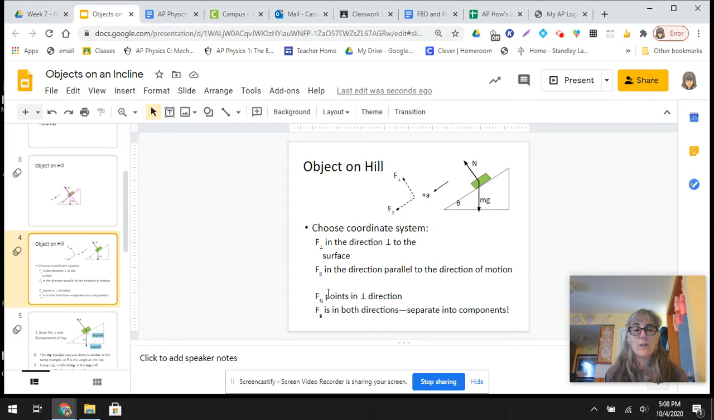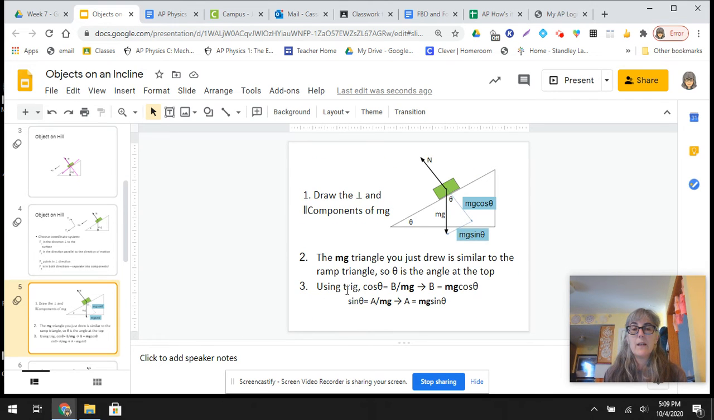So the normal force is pointing in the perpendicular direction, the acceleration is pointing in the parallel direction, and the force of gravity is in both directions. So we have to separate that into components. So when we do this, our axes are going to run perpendicular to the hill, so along the normal force, and then along the angle of the hill.